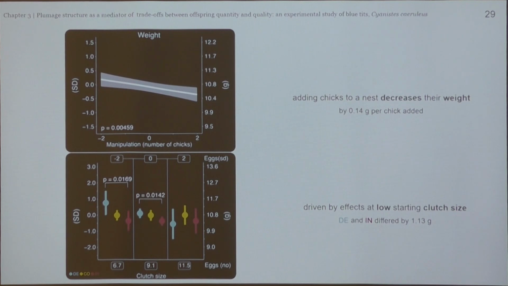but when you look at this in more detail, you can see that this trend is mainly driven by what happens at lower clutch sizes. So here I'm showing each panel is a clutch size, so in the middle is what happens at the mean clutch size, and then what happens at 2 standard deviations either side of it. So you can see at lower clutch sizes, and mid clutch sizes, that's where we see this sharp decline in weight as a result of the manipulation, but we don't really see that at higher clutch sizes.